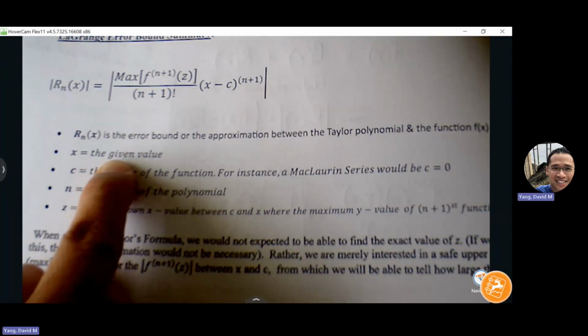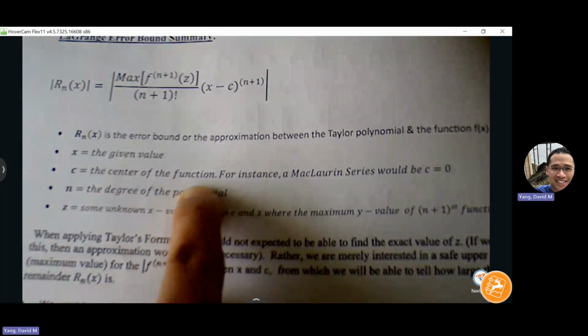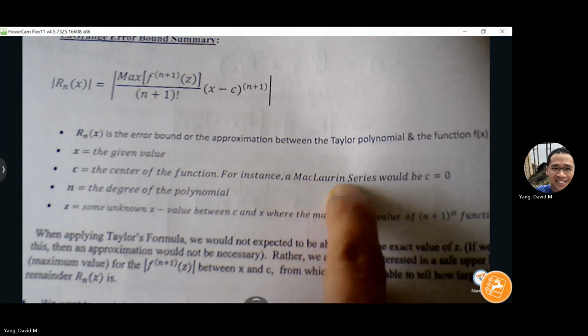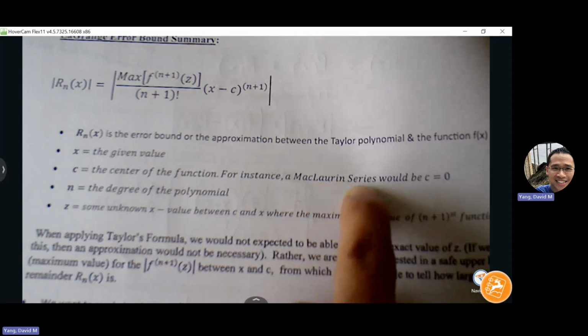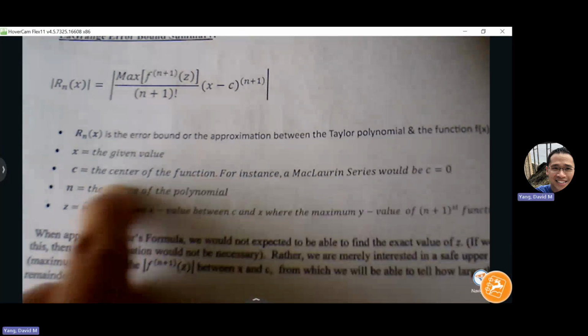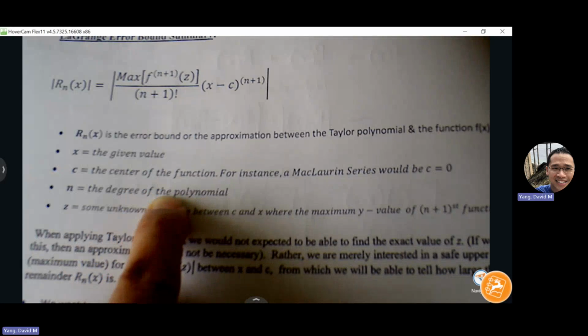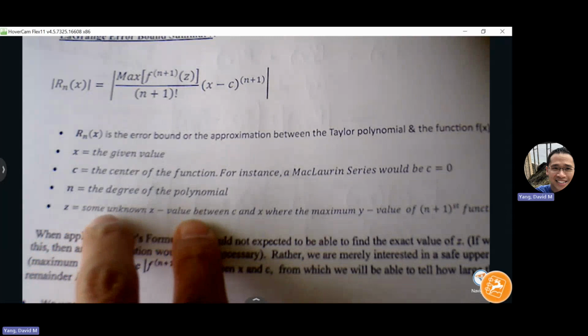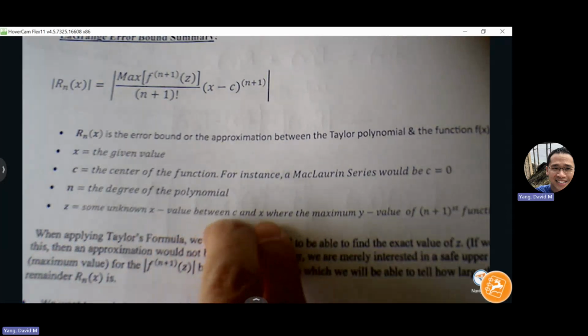X is going to be the given value. So in the problem, it'll always tell you what that x value is. C is the center of the function. The problem will also reference what that center is, unless it says that it's a Maclaurin series. If it's a Maclaurin series, then we just have to know that our c is going to be 0. N is the degree of the polynomial, so that will also be referenced in the problem. And z is just some unknown x value between c and x.